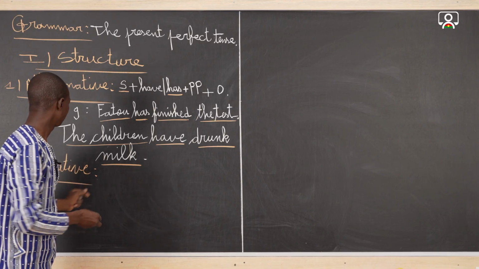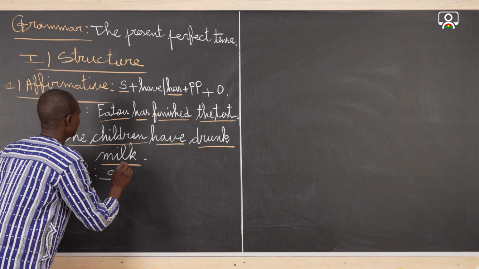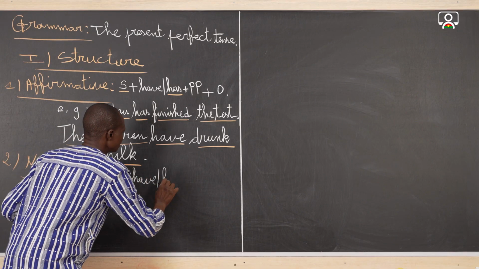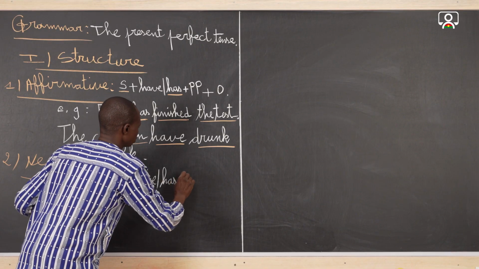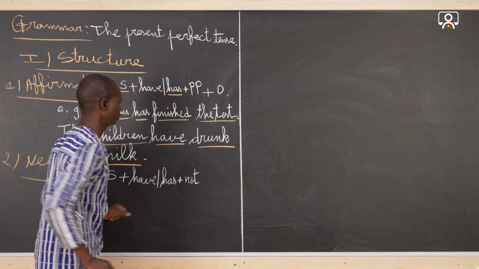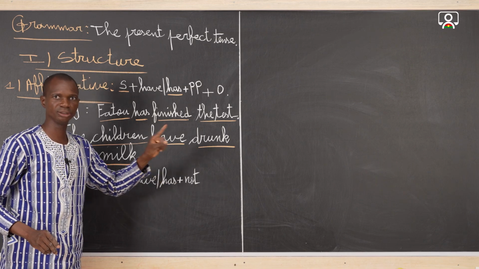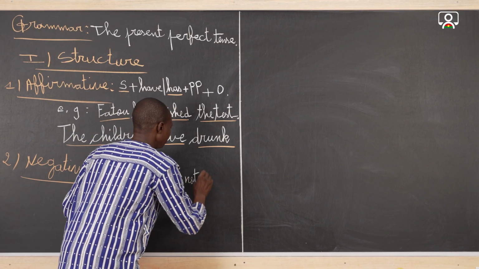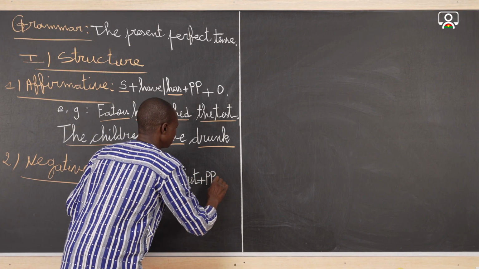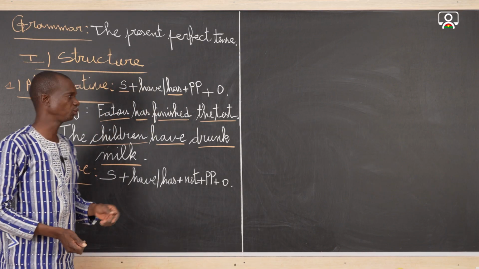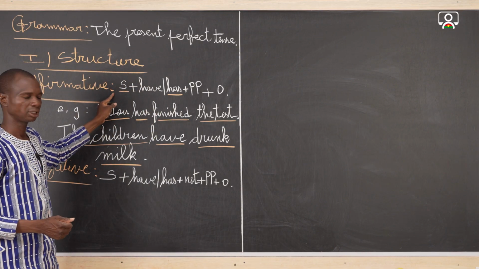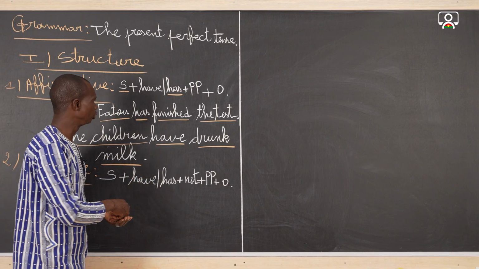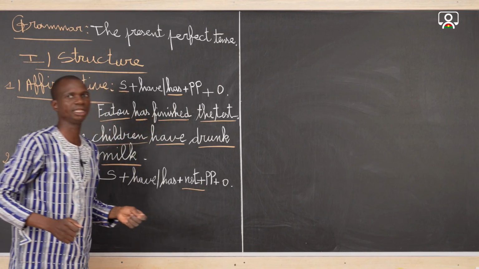And if so, the structure will be here a subject plus have or has plus not. Not is the mark of the negation in this sentence, okay? Plus the past participle of the verb plus the object. The difference between the affirmative rule and the negative one is the use of not in the negative form.